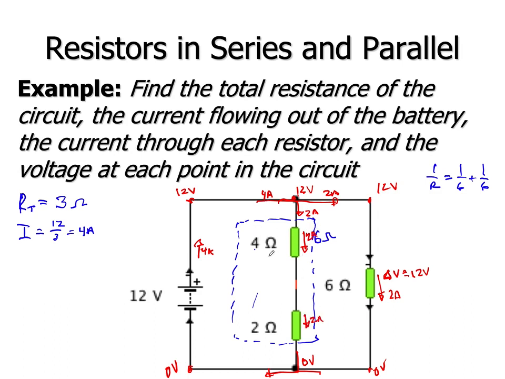And now we can calculate the voltage drops. What's the voltage drop across this one? Well, I times R. 2 times that is 8 volts. So if I'm at 12 volts here, after I lose 8 volts, I'd be at 4 volts here. And then the voltage drop for this one is going to be 4 volts, I times R, 2 times 2, which puts me back at 0 volts. And congratulations, we just solved it.